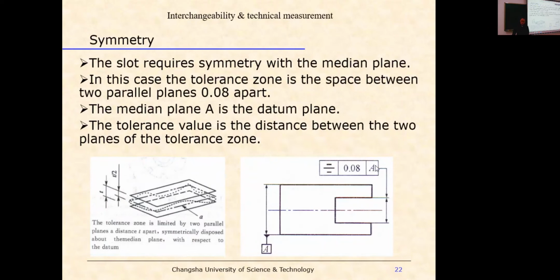This frame line, this line or the arrow line, is the dimension line. It means this medial plane. So the medial plane is symmetric to this axis, right? The axis. So the tolerance is 0.08. 1.5 apart is t divided by 2. This is 0.04. It's up 0.04. It's down 0.04, right?